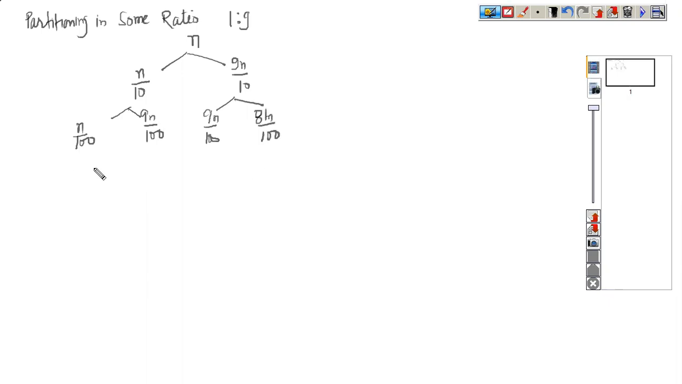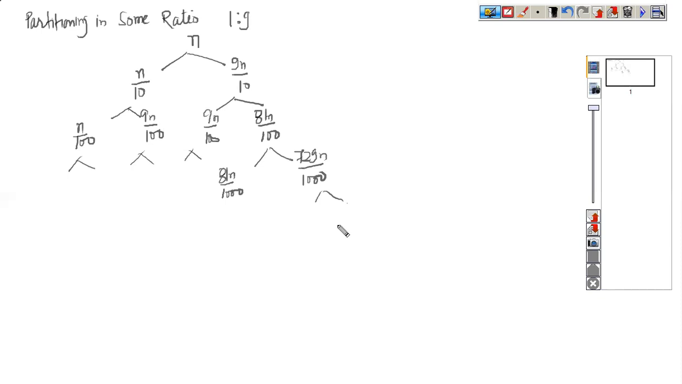So you keep on moving to the next level, and if you move this side, you will get 81n by 1000, and this is 729n by 1000, and you keep on expanding in this way. And if you remember quicksort, we keep on dividing our array with the help of partition until your array size equals 1. So it keeps on dividing until your array consists of only one element.